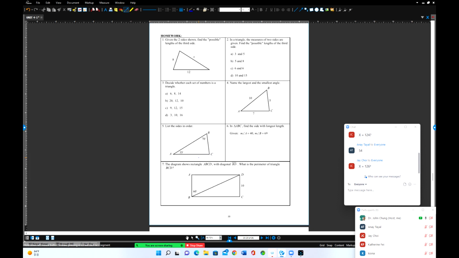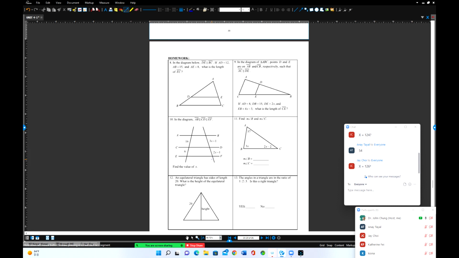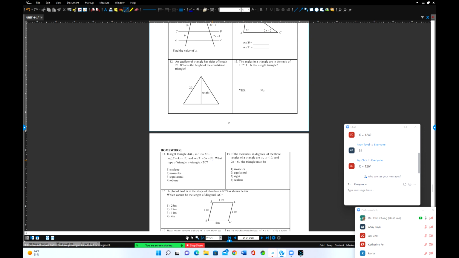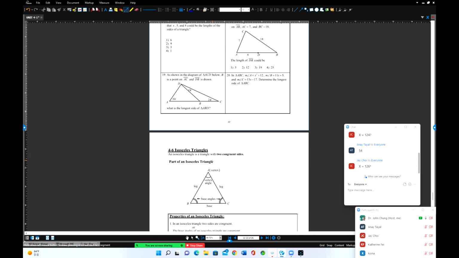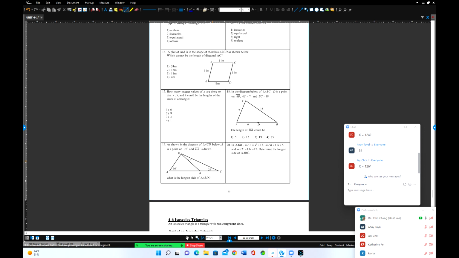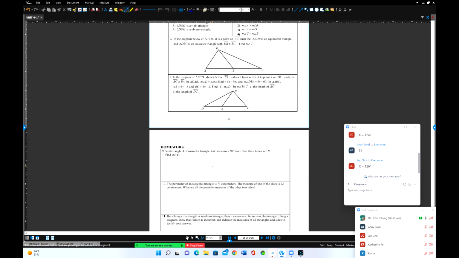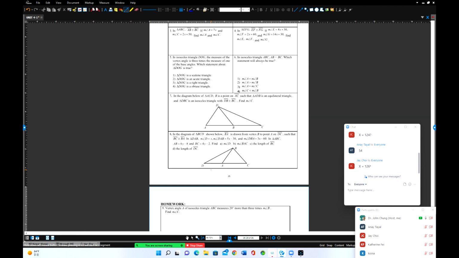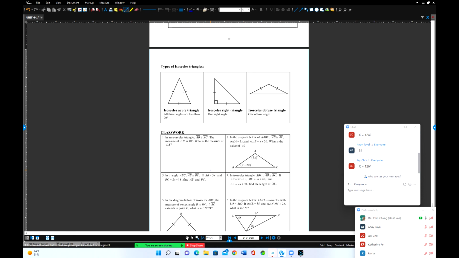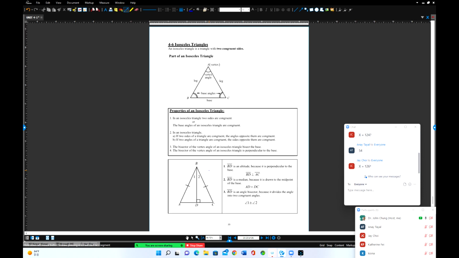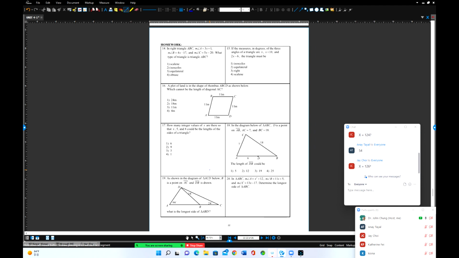This is the homework: 1, 2, 3, 4, 7, 8, numbers 13, 14, 15, 20. A lot of homework there. So next time you're going to finish isosceles and everything. After that we're going to go into new topics. Okay, so this is the homework.